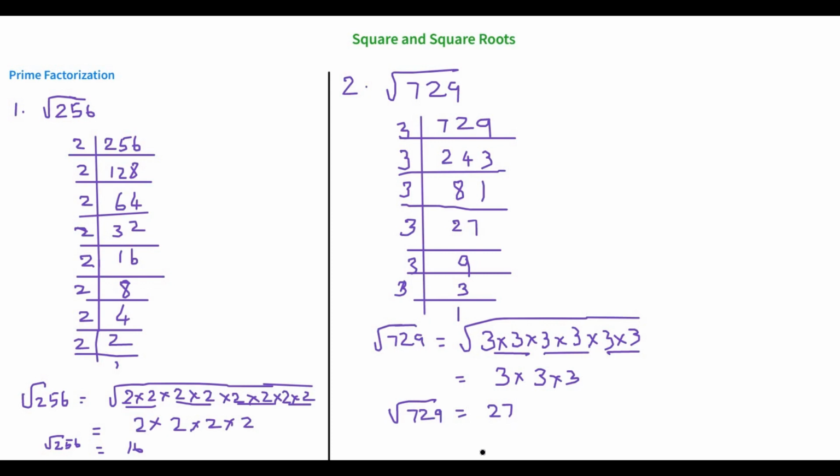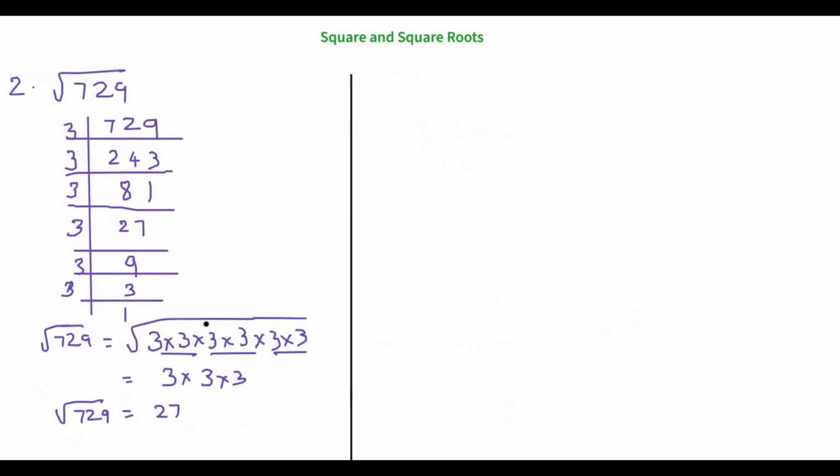Isn't it easy? Let's see a bigger number using the prime factorization method. The third example is 7,225. We have to find the square root of a bigger number. So let's see how to find the square root of 7,225. Let me write that number here.